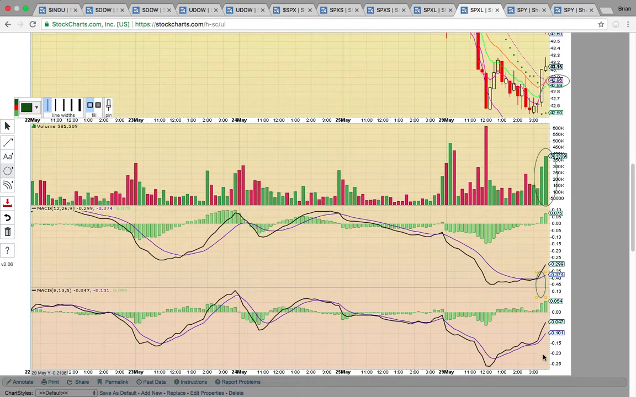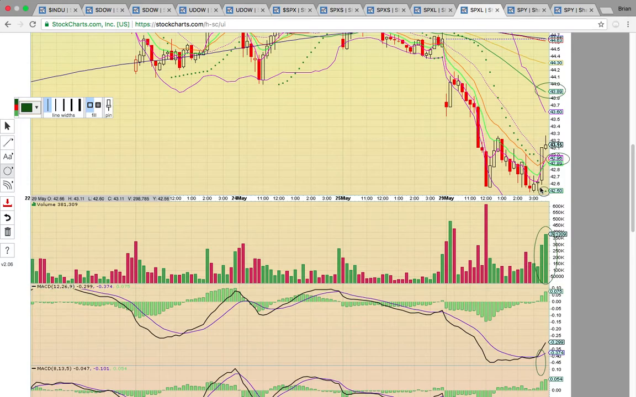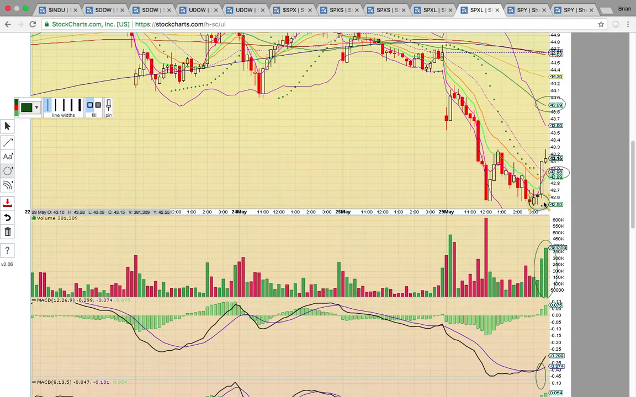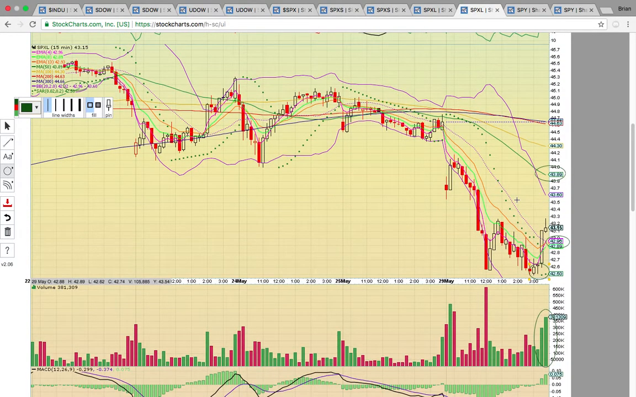You have the bull crosses and the PSAR bull flip and the move above resistance on volume. So it's all pointing to the fact that it looks like traders are betting on a bounce tomorrow. So we'll see if it can follow through. If it drops below 43 and fails to hold that 43 support level, that's going to be your signal that it's not ready to go.